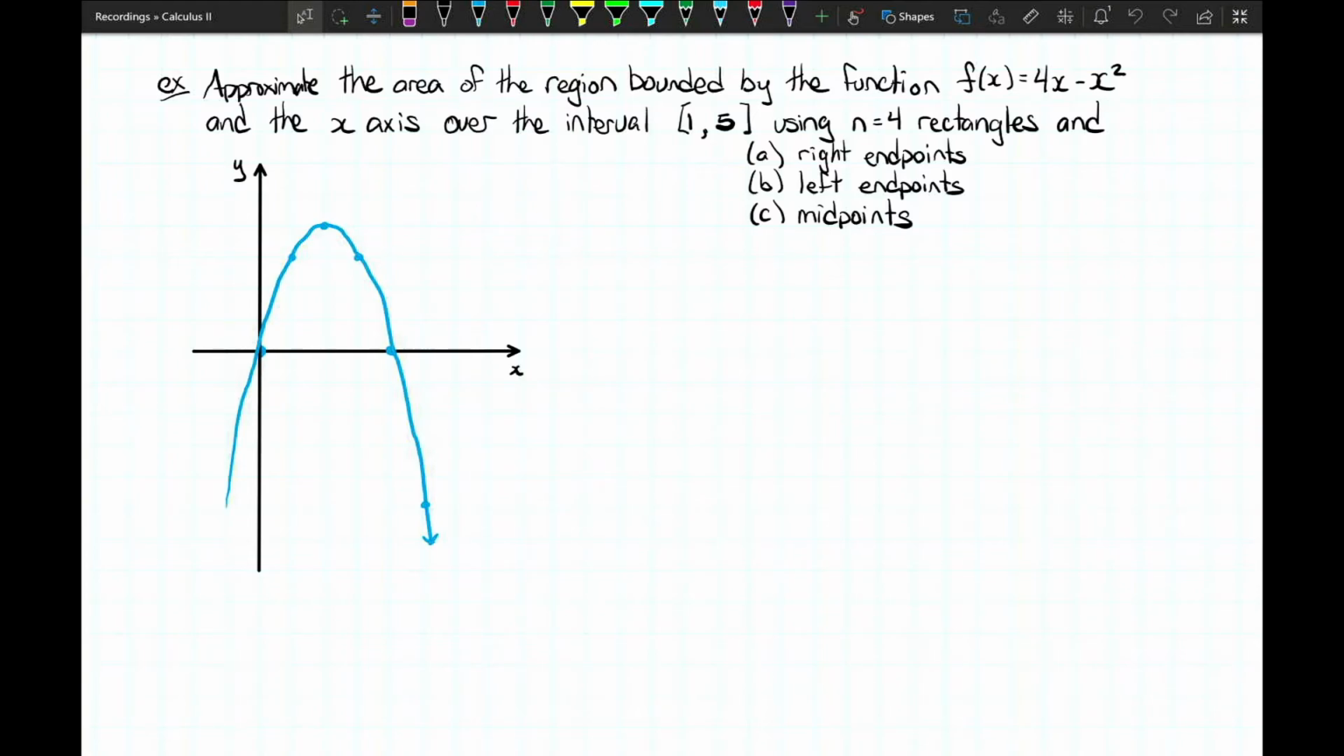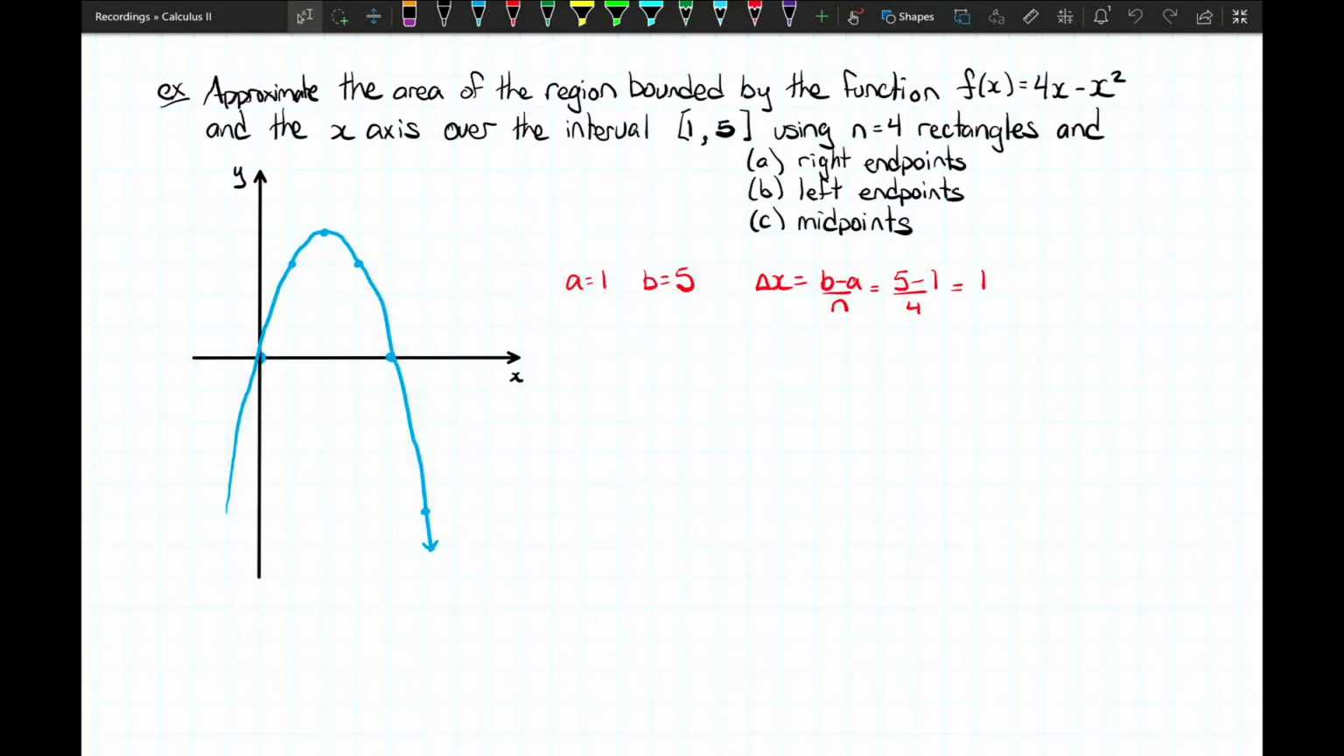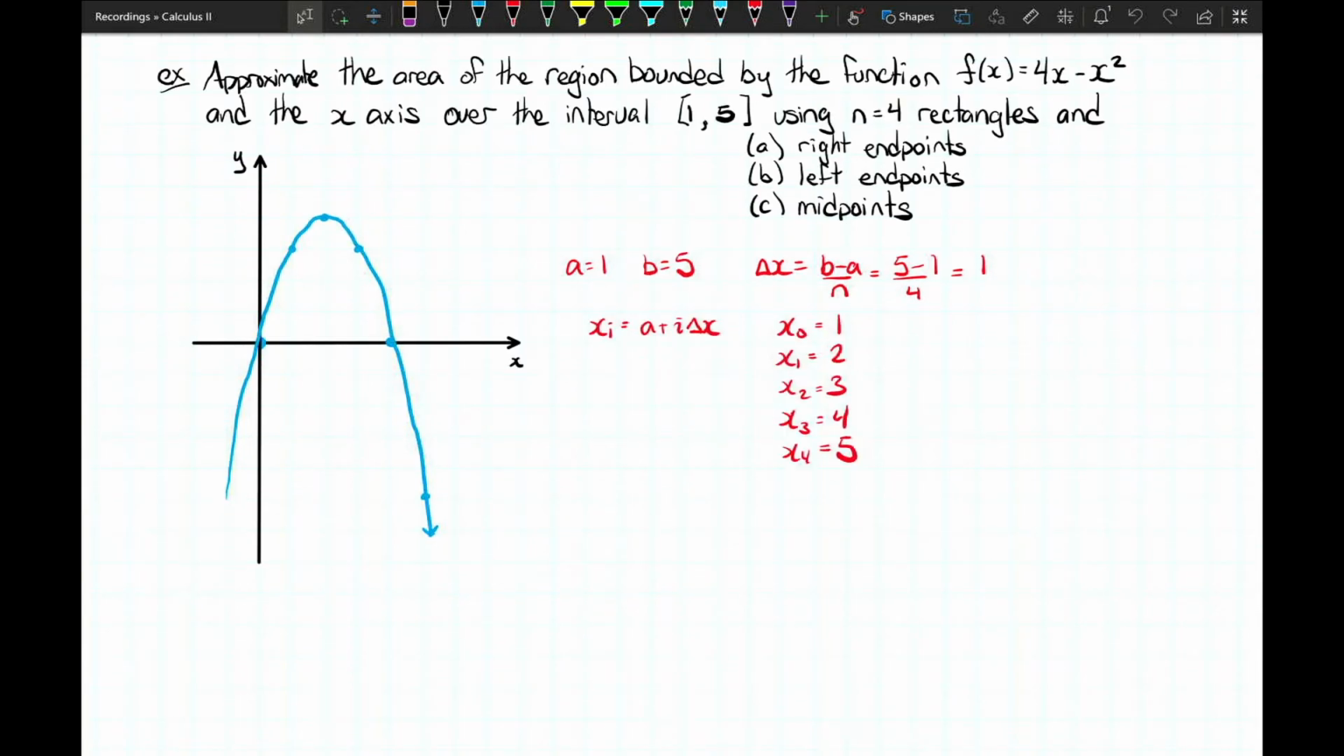The first thing we could do here is, well, it's probably good to label our a and b, and we can calculate our delta x. So in this case, our a is equal to 1, our b is equal to 5, and using our formula for delta x, b minus a over n, we end up with each rectangle having a width of 1. Now, we could also calculate our xi's, and these would be numbered from x0 all the way up to x4, since we have 4 rectangles. So using the formula xi equals a plus i times delta x, x0 is 1, and that's a, and then we add 1 consecutively until we get to x4, which would end up just being 5, which is b.